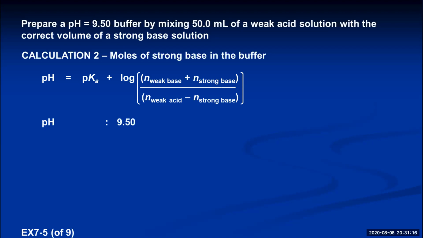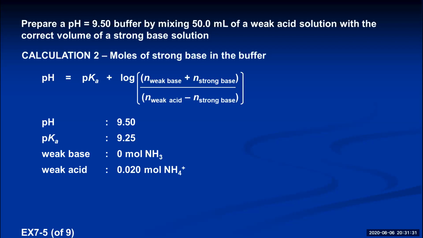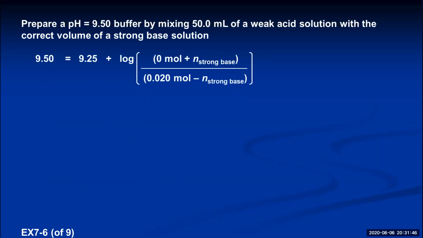So all the values I'm going to plug in, the pH 9.50, pKa 9.25, the weak base, which is the ammonia, there's none of it because nobody's putting any ammonia in this solution. The weak acid, we just calculated, is 0.020. So now we only have one variable, that is the amount of strong base. So the only way you can figure out how much is going to be in there is by solving the Henderson-Hasselbalch equation for that variable. So here we go. Let's plug all the numbers in. Let's see if we can solve that.